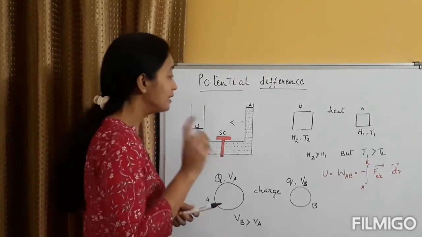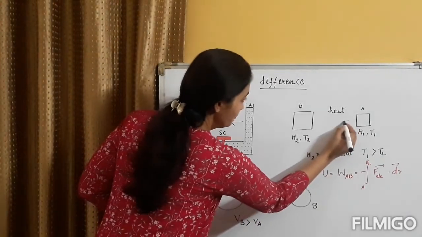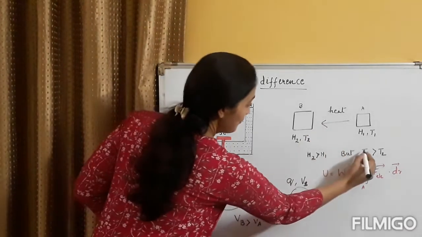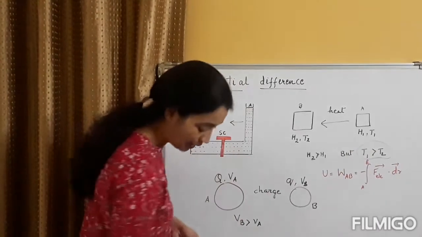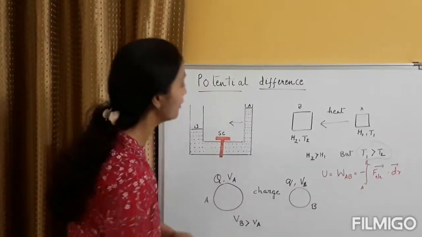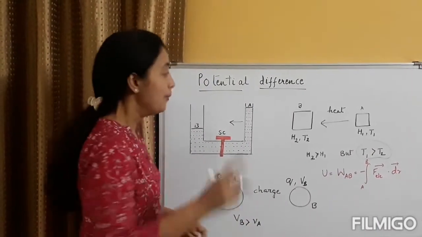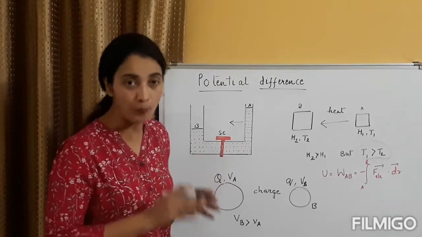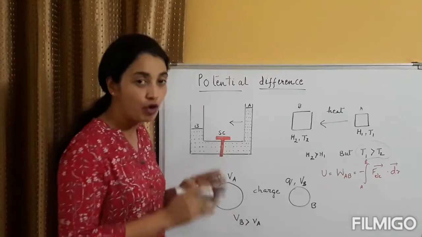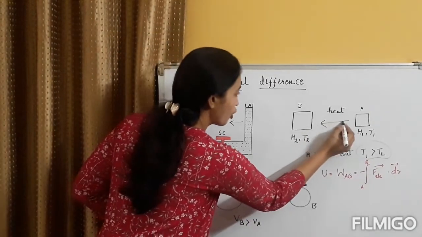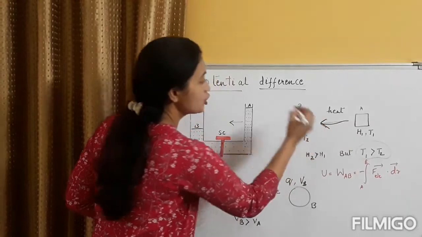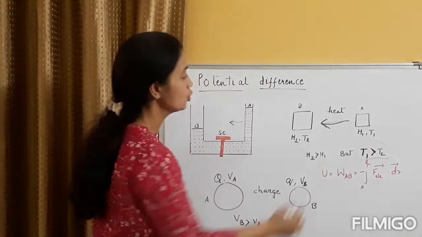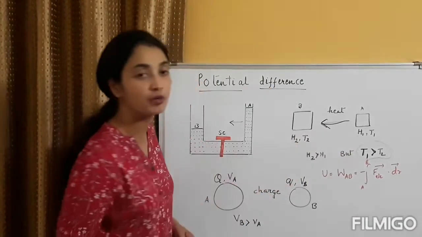Intuitively you know that the heat should flow from A to B. Why? Because temperature T1 is greater than the temperature T2 of the block. Irrespective of the amount of heat possessed by the bodies, the heat will flow always and always from higher temperature to lower temperature. It is given T1 is greater than T2. So the heat will flow from higher temperature to lower temperature.